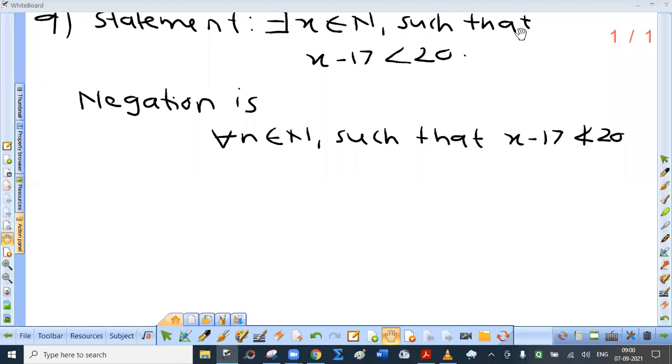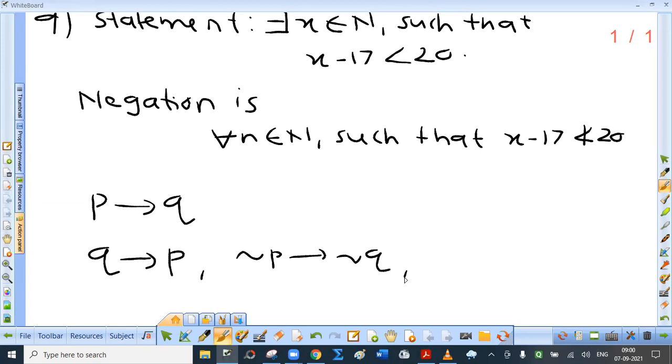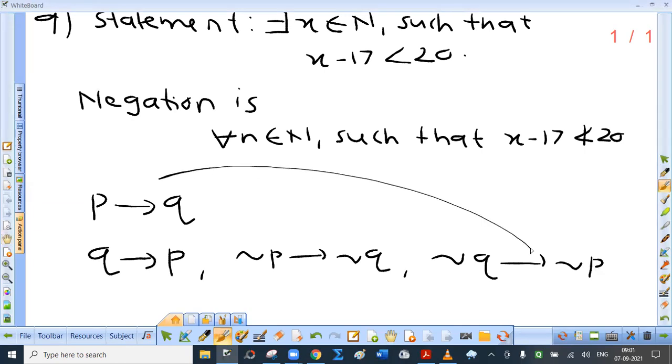Now the next sum is on converse, inverse and contrapositive. We have already discussed this. See, for implication, P implies Q, what is the converse? Q implies P is the converse. Not P implies not Q is the inverse. And not Q implies not P is called the contrapositive. We have already written that the given implication and its contrapositive are logically equivalent.